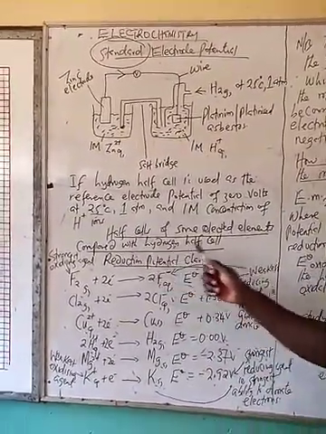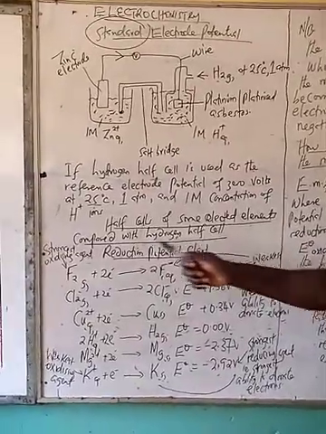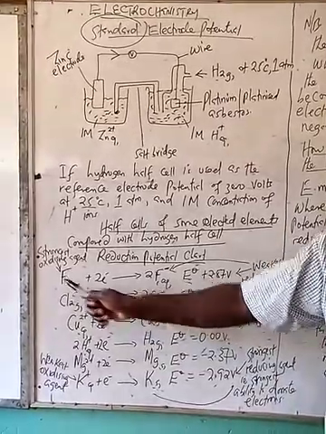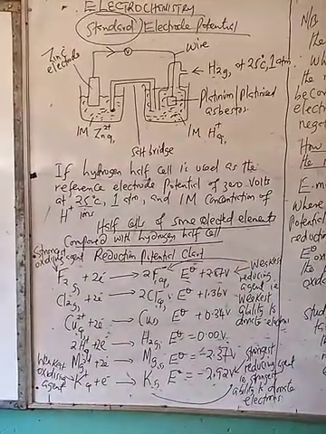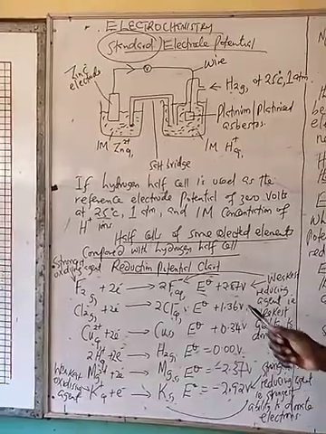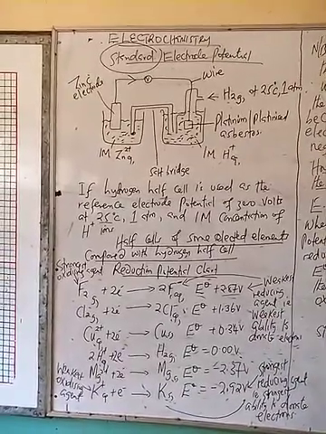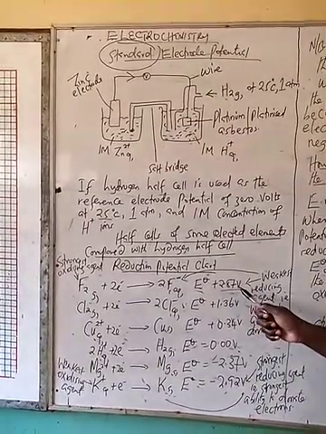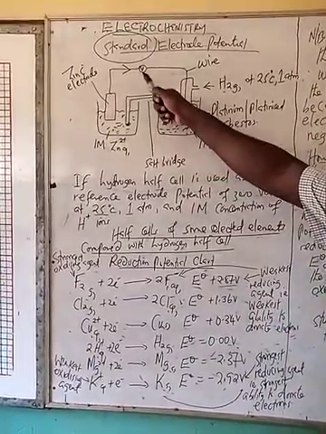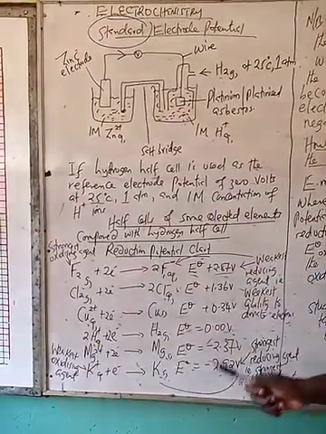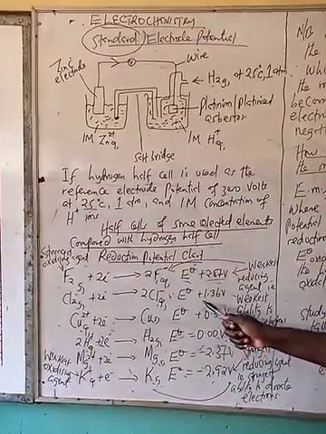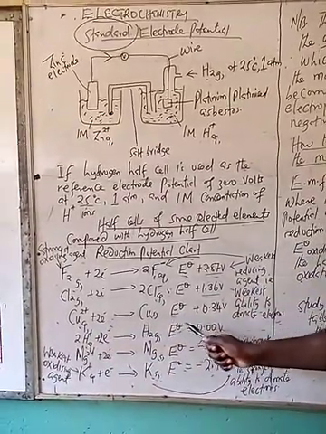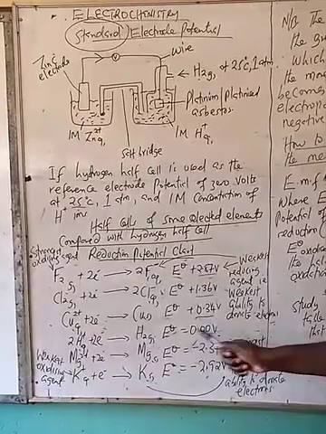We have got half cells of some selected elements compared with the hydrogen half cell. So if you compare fluorine gas with hydrogen as the reference electrode, you're going to get 2.87 volts, which is going to be registered at the voltmeter. If you compare chlorine with hydrogen, you're going to get 1.36. Copper, compared to hydrogen, you're going to get positive 0.34.